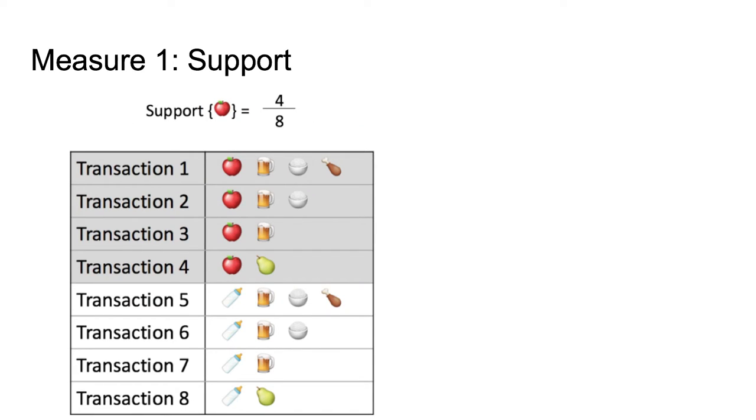Here's an example. We have 8 transactions. We want to identify the support of Apple. So, we have to figure out how many transactions contain Apple. In this example, the first 4 transactions contain Apple. And then we have to find how many transactions there are in total. The total is 8. Then we can find out the support of Apple is 4 divided by 8, which is 0.5.